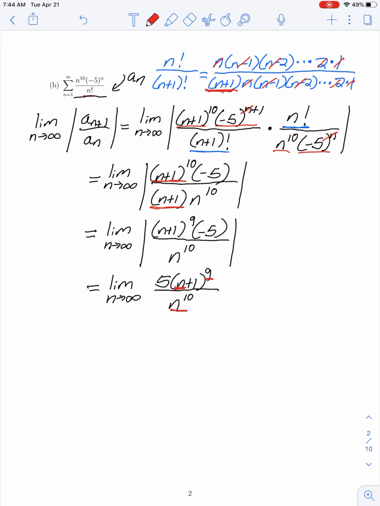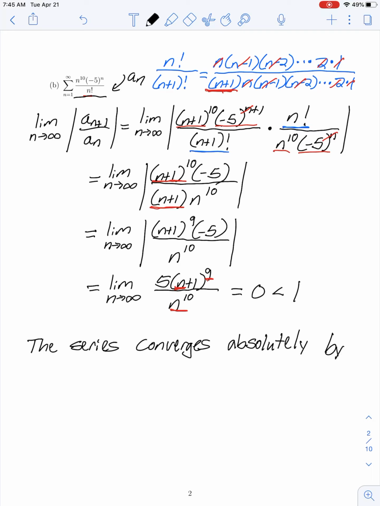So we have a higher power in the denominator. So as n becomes infinitely large, our denominator is growing more rapidly than the numerator. So we have a limiting value of 0 here, which is less than 1. So the series converges absolutely by the ratio test, since this limiting value was less than 1. So here we can say the series converges absolutely by the ratio test.